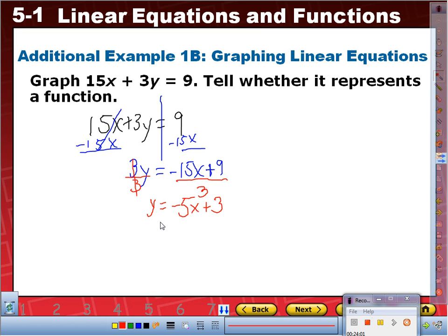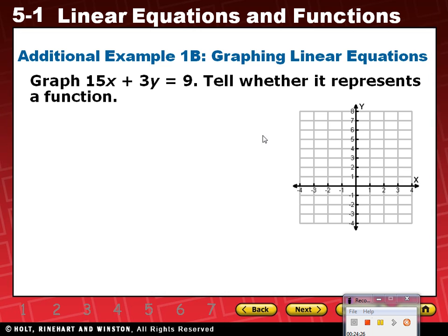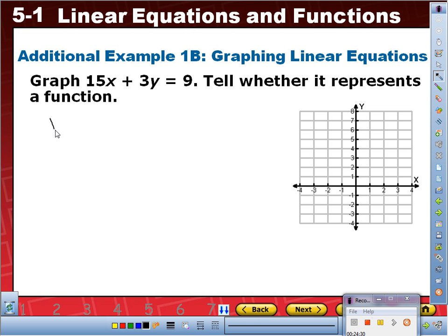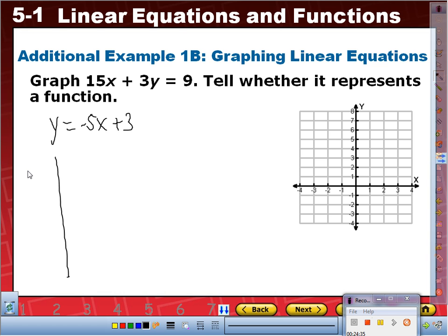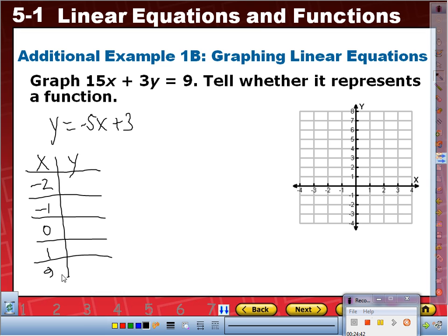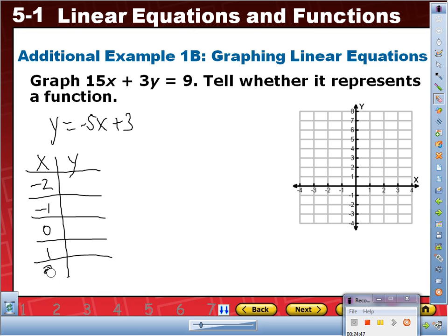So go ahead and build your input-output table. Tell your neighbor what domain you're going to use. Okay? So therefore, let me get my graph ready. And my equation was y equals negative 5x plus 3. Here's my table. X, y, negative 2, negative 1, 0, 1, 2. All right? That's an ugly 2. Let me fix that.